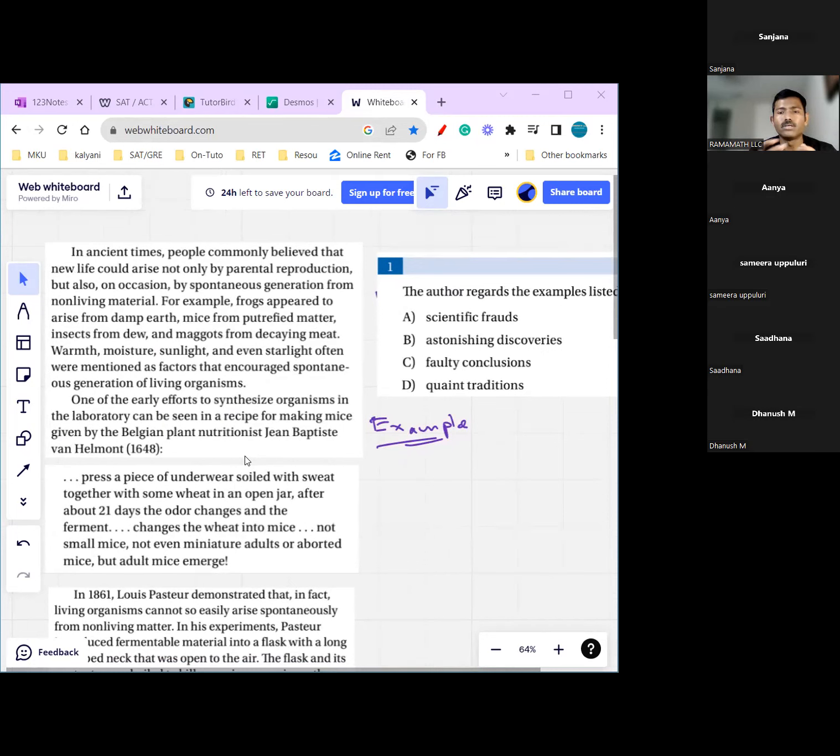But the passage then goes on and explains these beliefs are mistaken. You can see that? And also that in fact, life does not arise that way. So the best answer for the first one is the faulty conclusions. Agree? Everybody understand that? The faulty conclusions, basically.